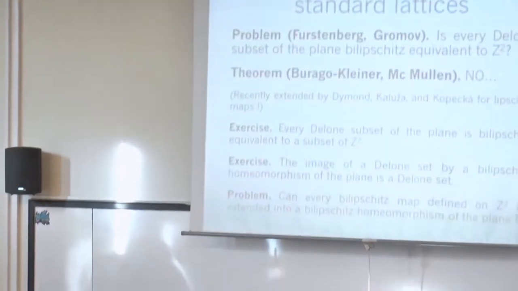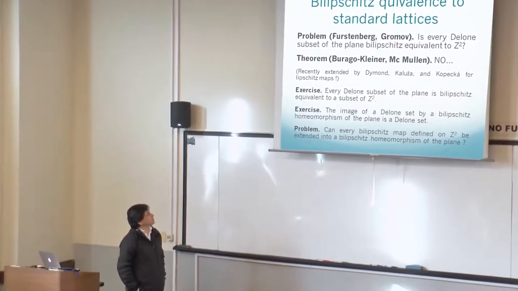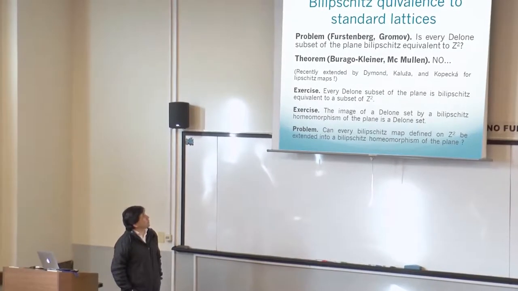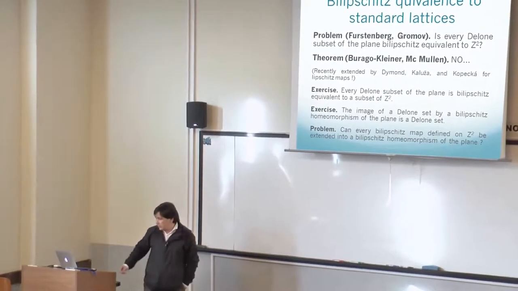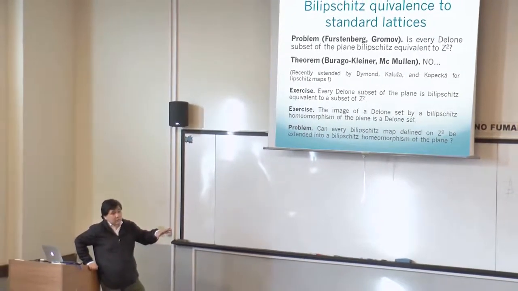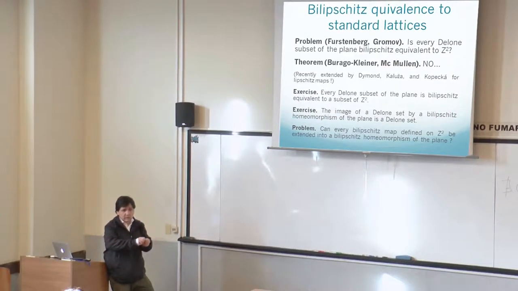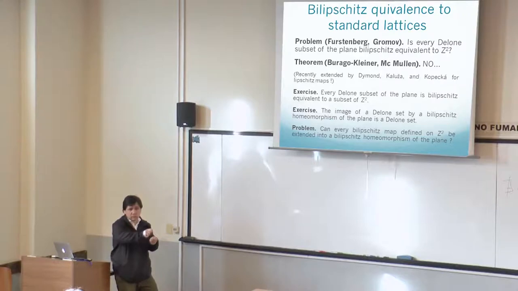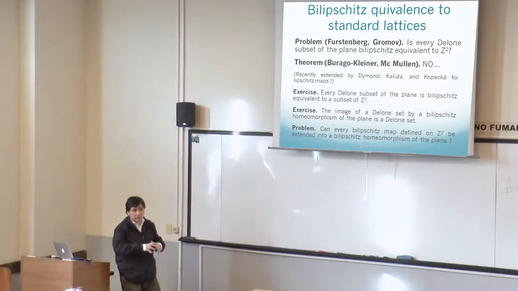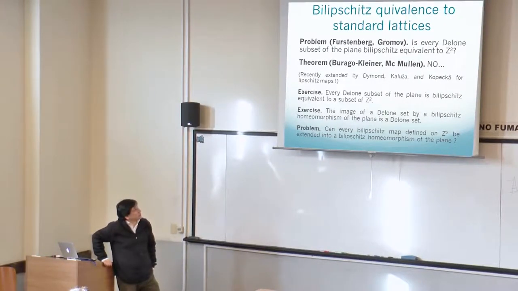Anyway, so let me give some concrete features about the Delone set. So this is an exercise. If you take a Delone subset of the plane, then it is bi-Lipschitz equivalent to a subset of Z^2. This is very easy to see because if you have a Delone set, then you make every point of the set correspond to the closest point in Z^2. Maybe you have to rescale in order that this operation makes sense. And doing so, you get something which is bi-Lipschitz equivalent, okay?